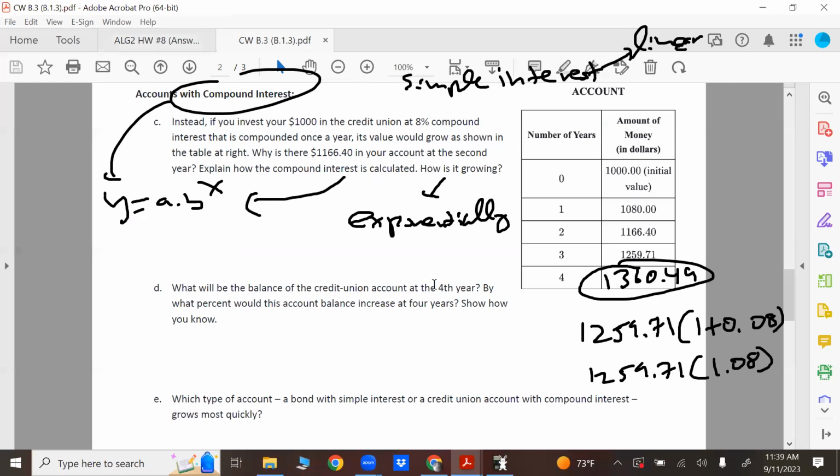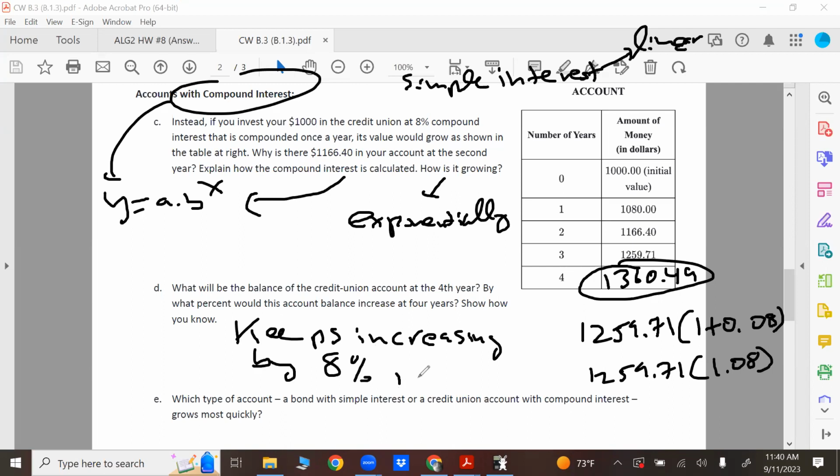So what will the balance be at the end of the 4th year? We just did it. By what percent would this account balance increase at 4 years? So it keeps increasing by 8% per year.